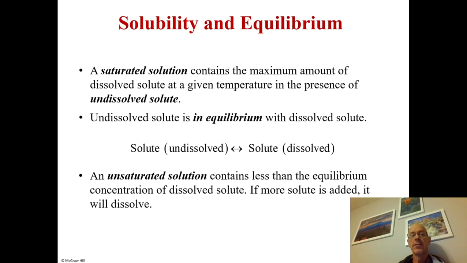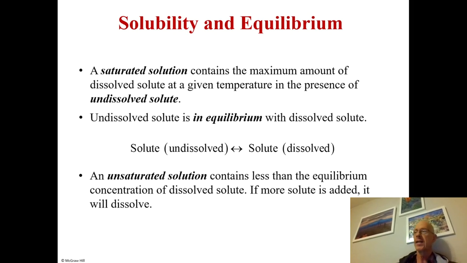An unsaturated solution has less than the equilibrium concentration. And it turns out in this case, nothing precipitates out. The ions stay in solution in a constant state. And if you add more solute, you can increase the concentration. It'll dissolve. Now, you can have a supersaturated solution, and your textbook talks a little bit more about that.